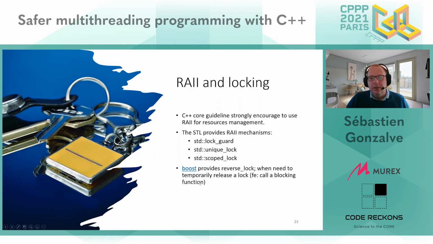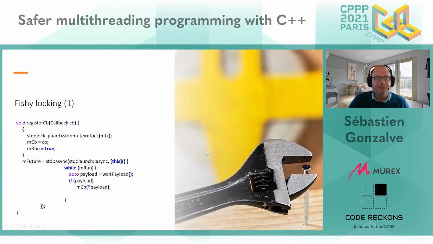I just put a note here about a reverse lock that is provided by Boost. It is more or less the same mechanism as lock_guard, but it's doing the contrary. You give it a locked lock, and when constructing the object, it will unlock the mutex you provide, and when it is destroyed, it relocks the mutex you provided. This could be interesting if you want to temporarily release the lock, for example, when calling a blocking function. Maybe we'll see that in the next example.